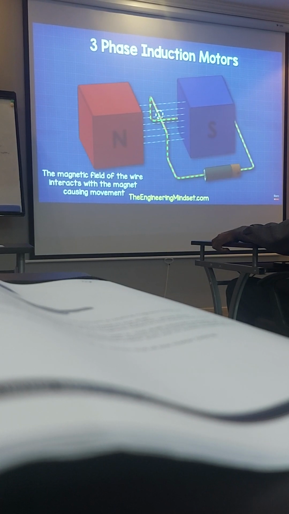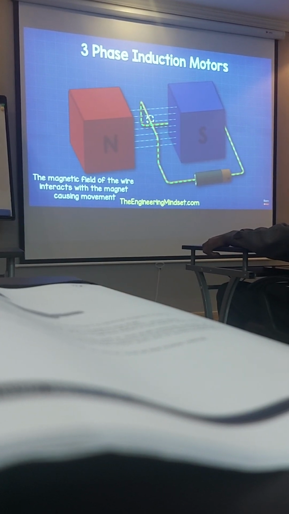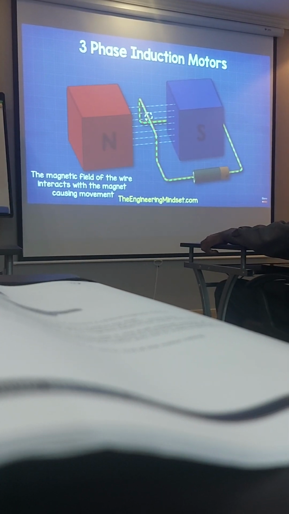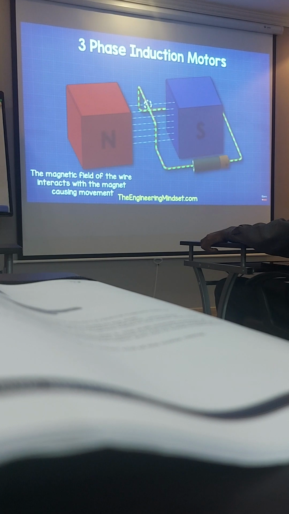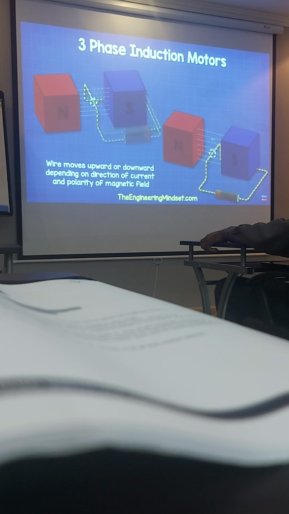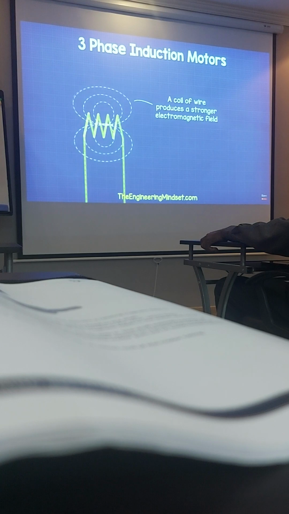If we place a wire in a magnetic field and pass a current through it, the magnetic field of the wire will interact with the permanent magnet's magnetic field, and the wire will therefore experience a force. This force will move the wire either upwards or downwards, depending on the direction of current and the polarity of the magnetic fields. If we wrap the wire into a coil, the electromagnetic field becomes stronger.